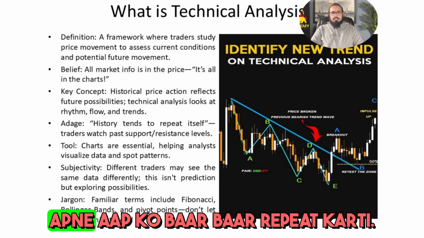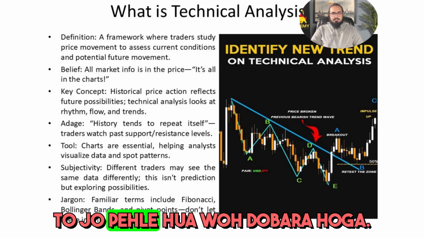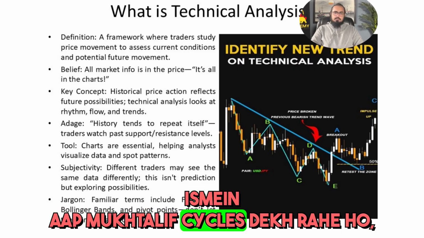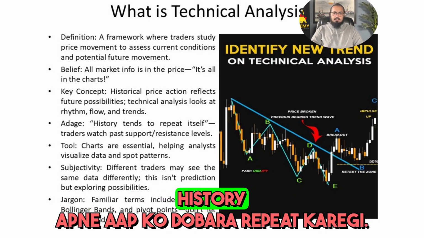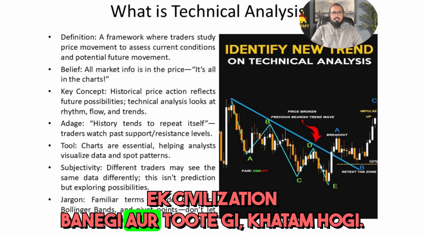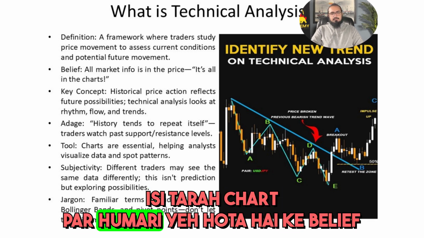Why? Because there is a human concept that history keeps repeating itself. So what happened before will happen again. In this, you can see different cycles, 50 years, 100 years, 1,000 years, 9,000 years. History will repeat itself. A civilization will be built and will collapse. Will end. History will keep repeating itself.